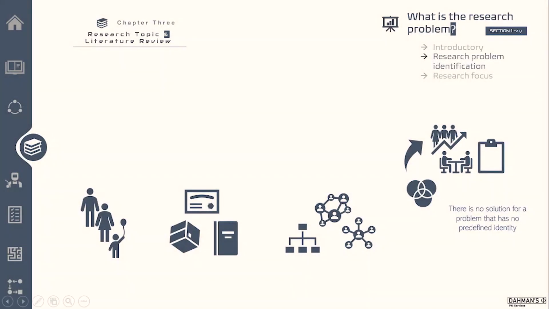Hi, welcome back. This is going to be a quick second outline of what is research problem in Chapter 3, Research Topic and Literature Review. So, the research problem identification, here we're going to look at source or where can we find problem.